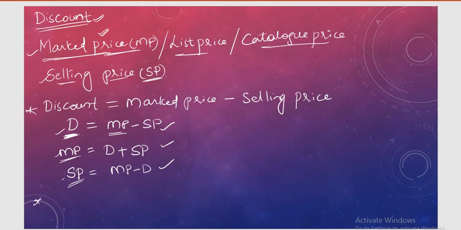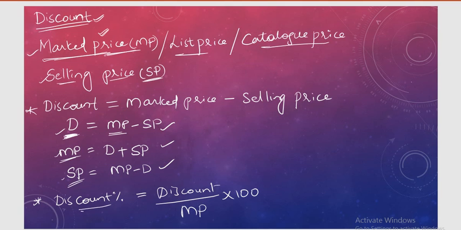Next, if I want discount percentage, so if you are asked to find out the discount percentage, discount percentage means nothing but discount by market price into 100. So this is the formula. Here you need to remember, whenever you want to find discount percentage, always remember that discount is always calculated on market price only. That means whenever you want to find out the discount percentage, in the denominator, with respect to market price, we are going to find out the discount percentage.